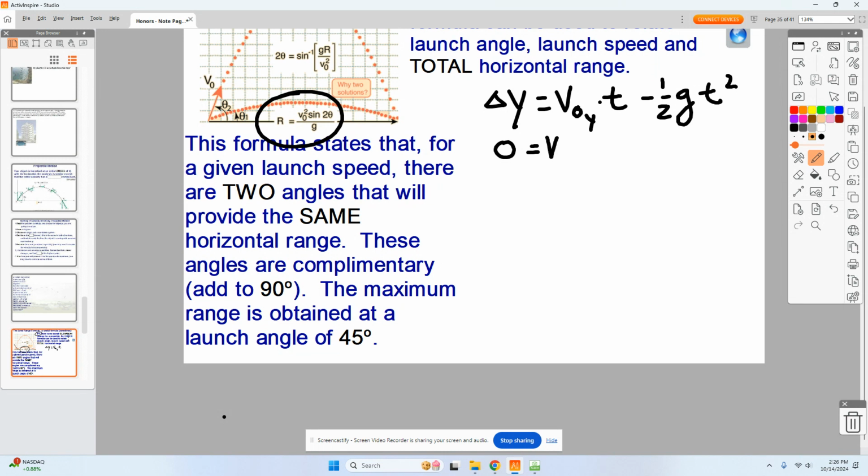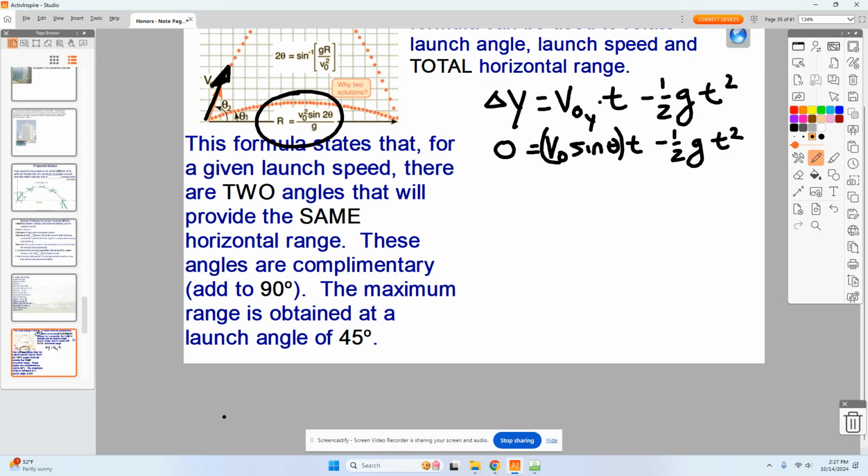Instead of v naught y, I'm going to use v naught multiplied by, if this thing is being launched at some angle, can you tell me how to write v naught y in terms of v naught and the angle? V naught times what? The sine of that angle. So v naught sine theta times t, and then minus 1/2 g t squared. I have a difference equal to 0. On the right-hand side, you guys agree that's a difference of two terms.